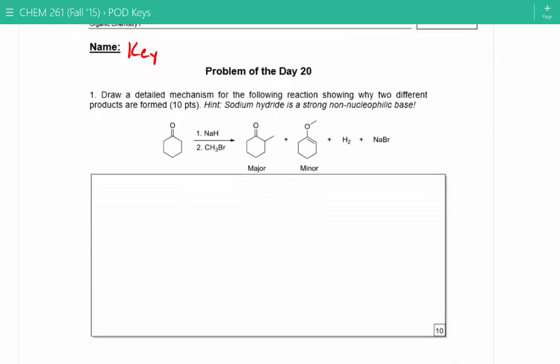All right, on the problem of the day, I gave you guys a hint. The first reaction for the problem of the day involves a strong base. So we can't forget acid-base chemistry. Acid-base chemistry is coming back next week. And in this case, we're just doing a simple proton transfer. So let's draw our starting material again.